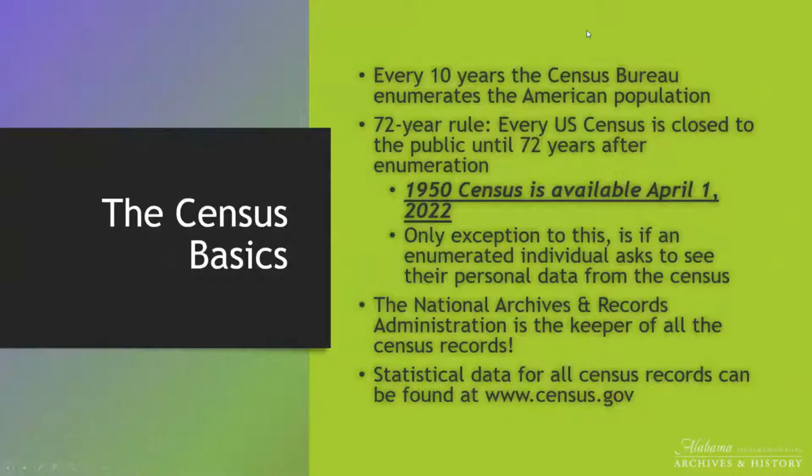Okay, so the census is every 10 years, which many of you probably know. We just did one back in 2020. There's a 72-year rule where every U.S. census is closed to the public for 72 years after enumeration. So that means that the 1950 census is going to be available April 1st of 2022. The only exception to this rule is if an enumerated individual asks to see their personal data from the census. So you can ask for your own, but you can't ask for someone else's.